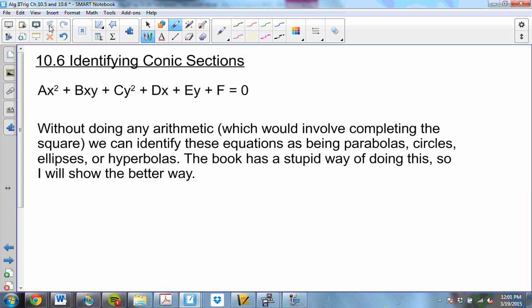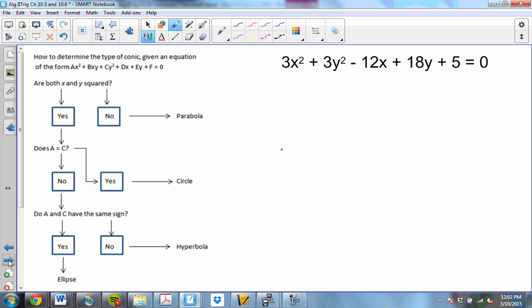So without doing any arithmetic, which would involve completing the square, I can tell if an equation is going to produce a parabola, a circle, an ellipse, or a hyperbola by following this little flow chart. The book just uses the discriminant, which if you remember is b squared minus 4ac, and compares a few things. But I've developed this fun little flow chart.